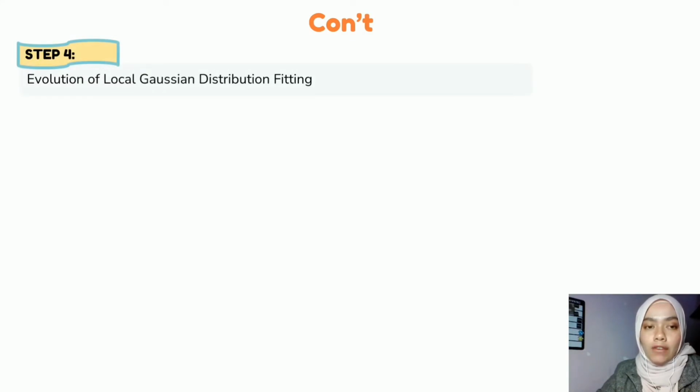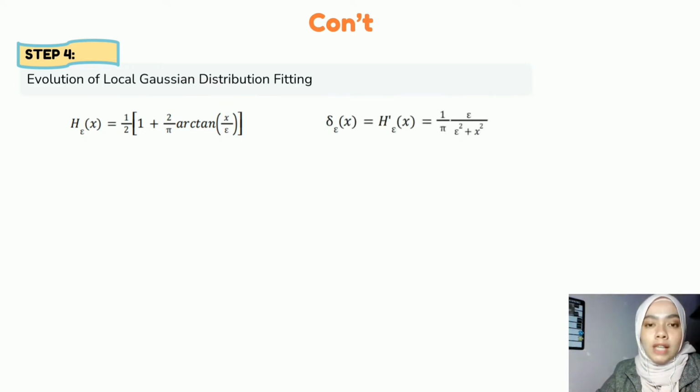Step 4 is the evaluation of local Gaussian distribution fitting. It is to segment an input image F into object and background regions using the Heaviside function of the evolving level set function as an indicator. This is the equation of the Heaviside function, which is a continuous function, also known as the Heaviside step function. Next are the equations of the smoothing function, which is the derivative of the Heaviside function.